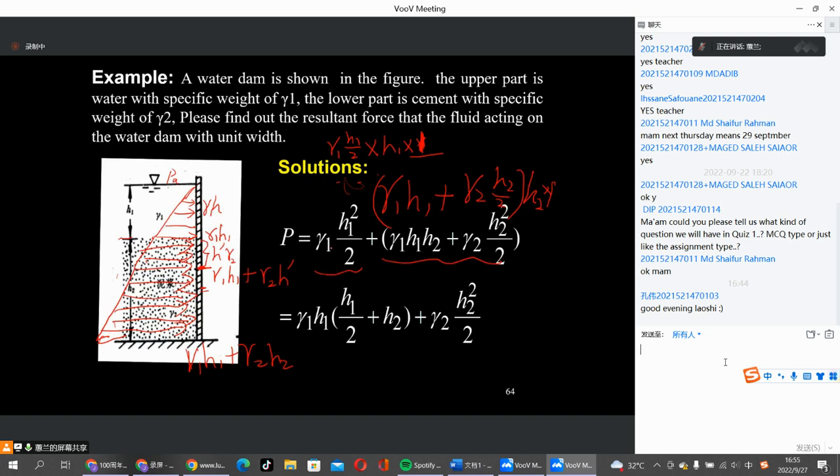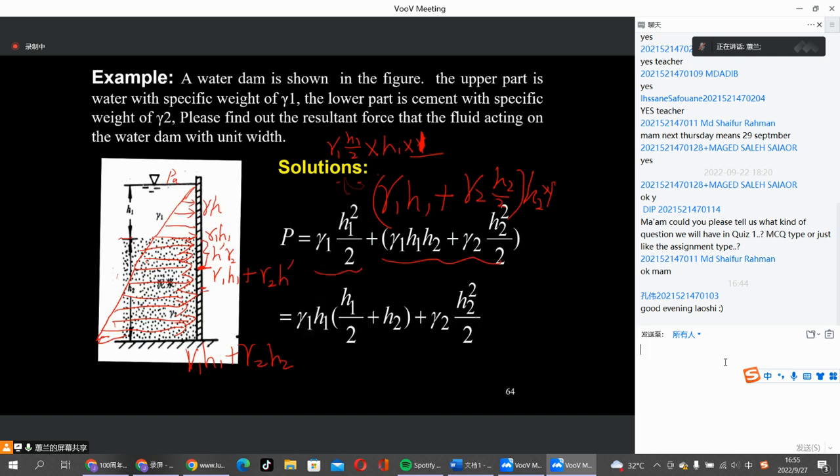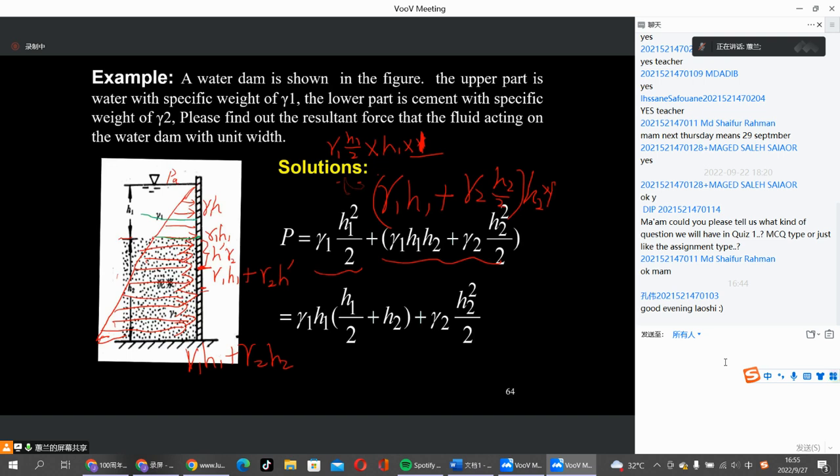So we can use this moment equation for this triangle, for the water part. So this will be P1, right? The total pressure due to the water, okay? And here, the distance to the free surface will be 2/3 H1, right? This is what we have learned before.